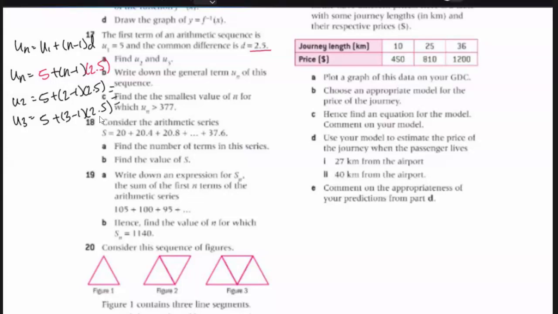So, to get that, 2 minus 1 is 1. 1 times 2.5 is 2.5. 5 plus 2.5 is 7.5. So we have 7.5. And then, for u of 3, you have 3 minus 1 is 2. 2 times 2.5 is 5. 5 plus 5 is 10. So u of 2 is 7.5, u of 3 is 10.